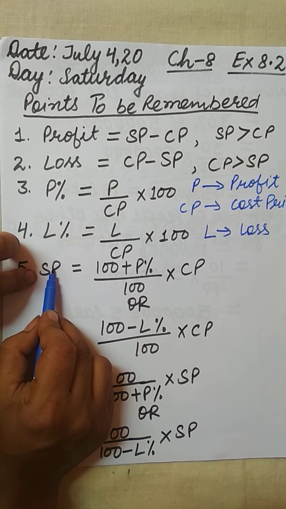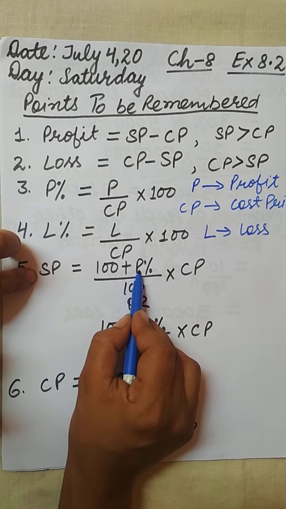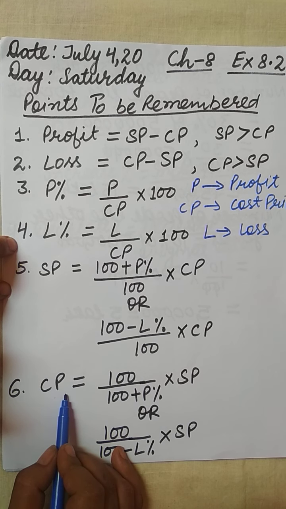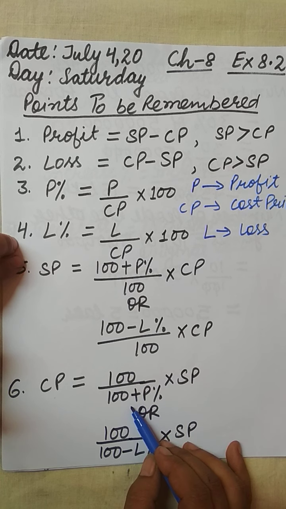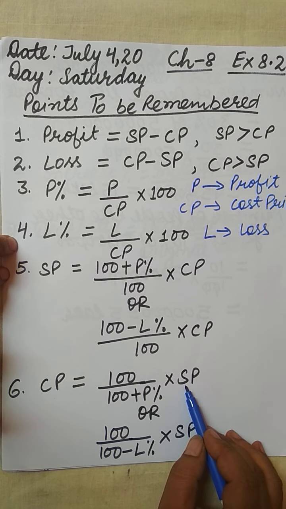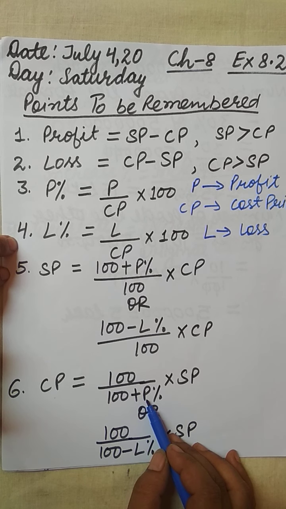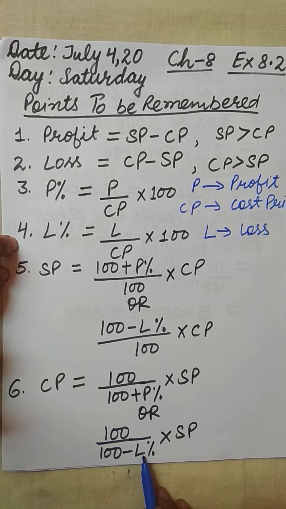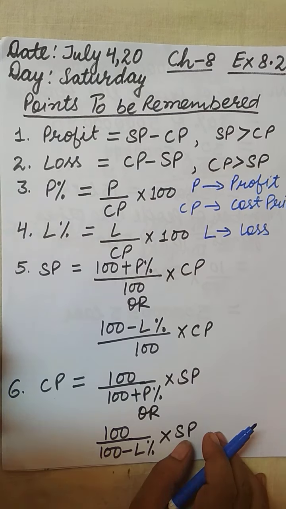Similarly, we can deduce the formula for calculating the value of cost price from the same formula, as 100 can be multiplied to selling price and divided by 100 plus profit percent. Here I have written the formula of cost price, 100 divided by 100 plus profit percent multiplied by selling price. When the profit percent is given, we add it to 100. When the loss percent is given, we subtract it from 100.